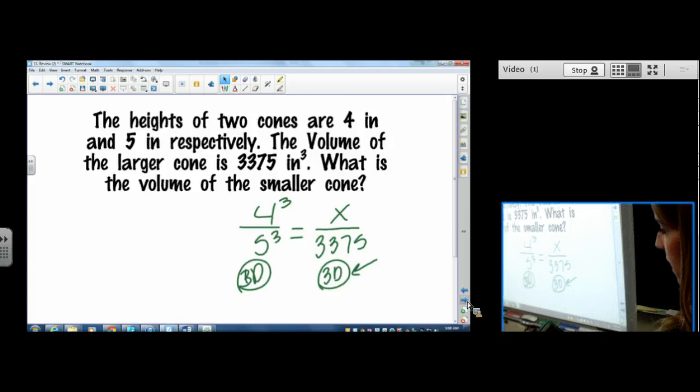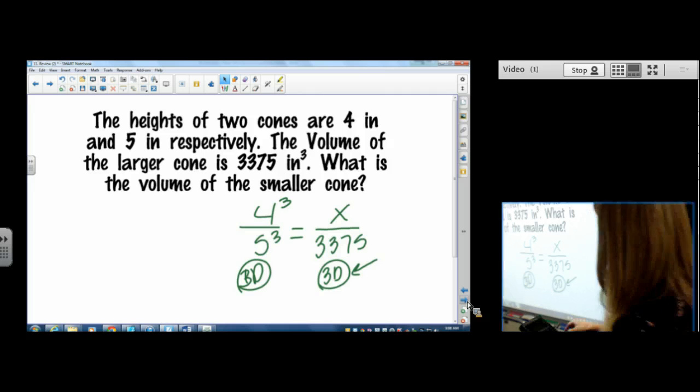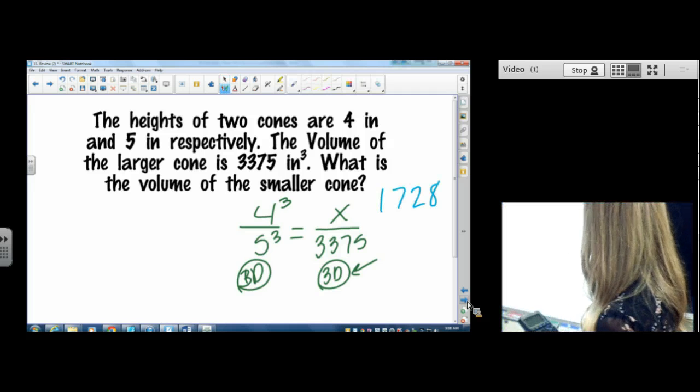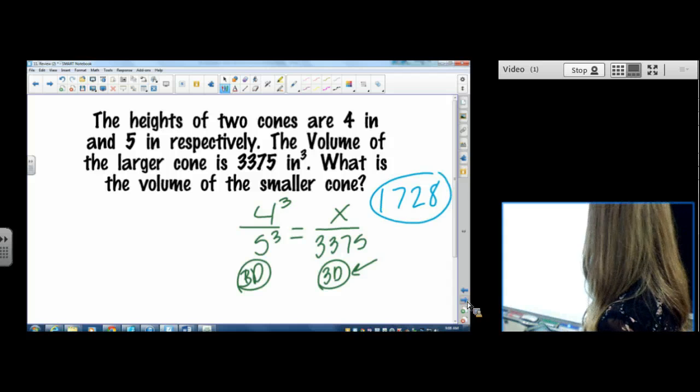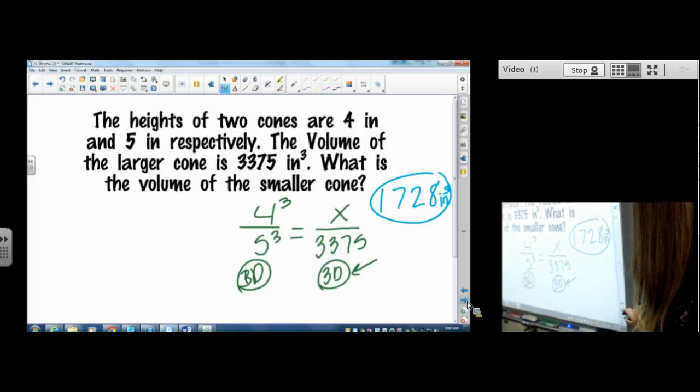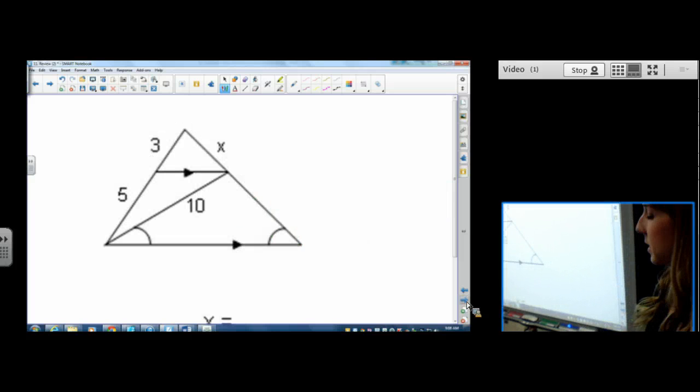4 to the third times 3,375, enter, divided by 5 to the third, enter. 1,728. Oh, we got to put units. It's volume, so it's cubic inches. Ooh, next one.